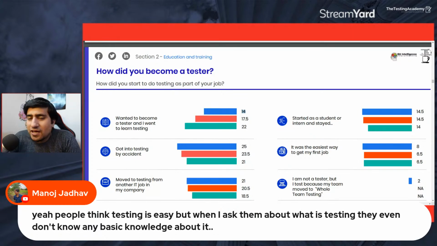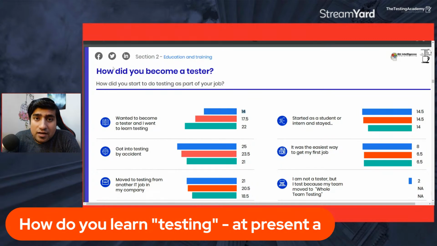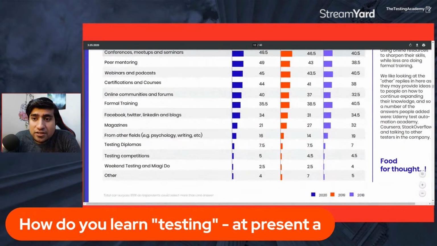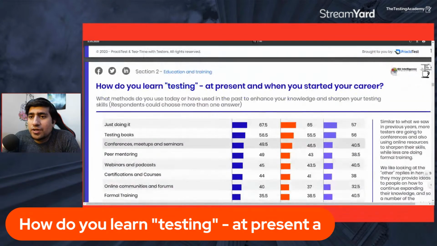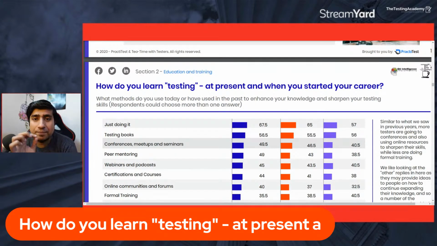This is a very strange report, guys, we have seen. And all right, so let's do a very interesting thing. How did you become a tester, and how do you learn testing at present? This is a very interesting thing, and I think you guys should pay attention to this. How did you learn testing at present? And see the report.